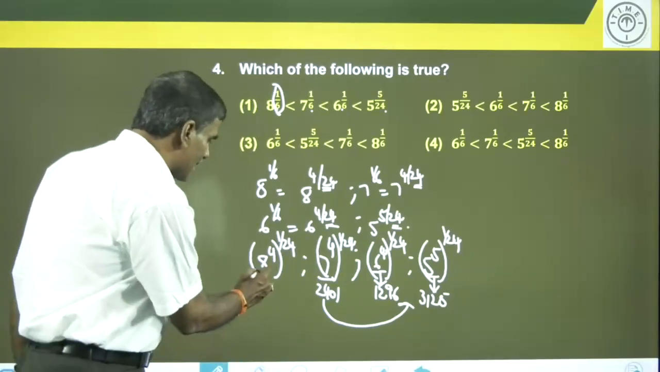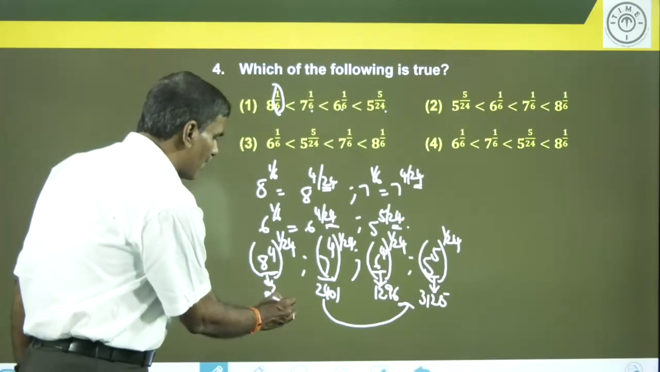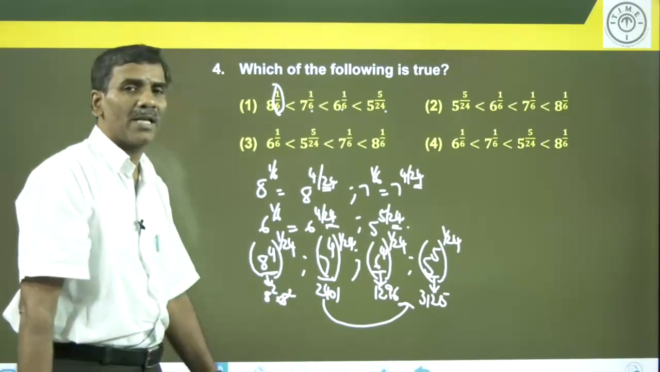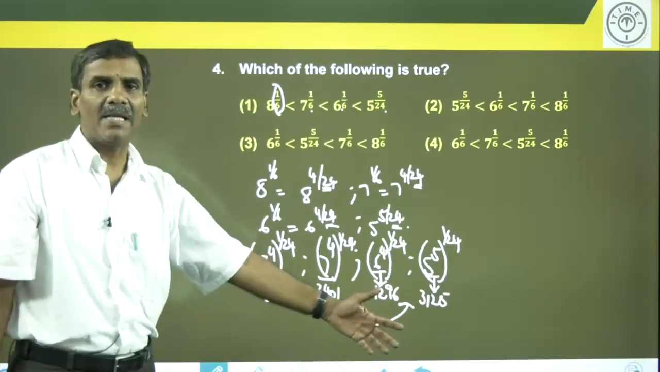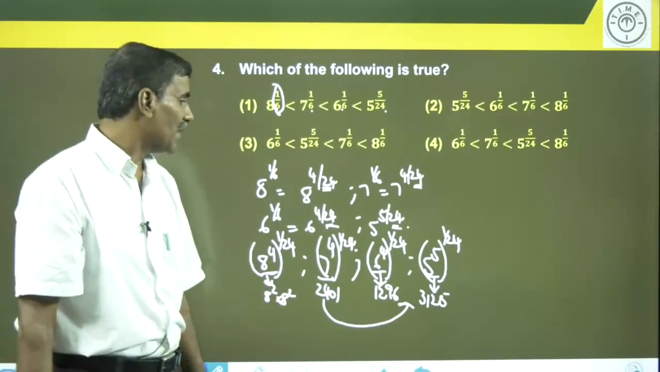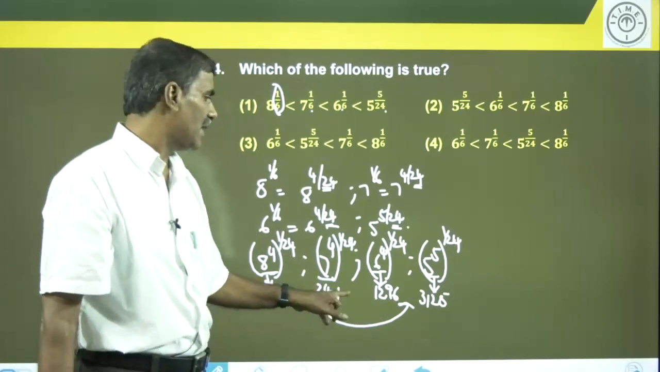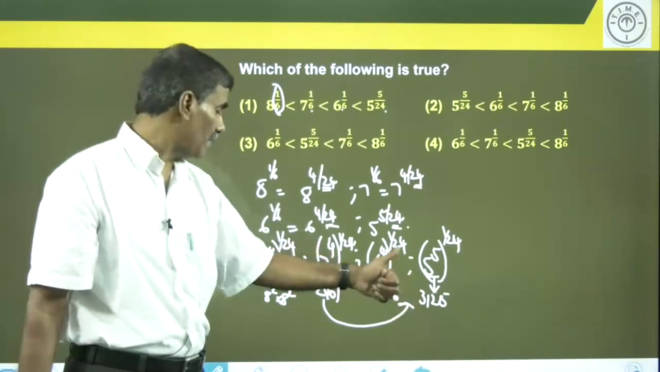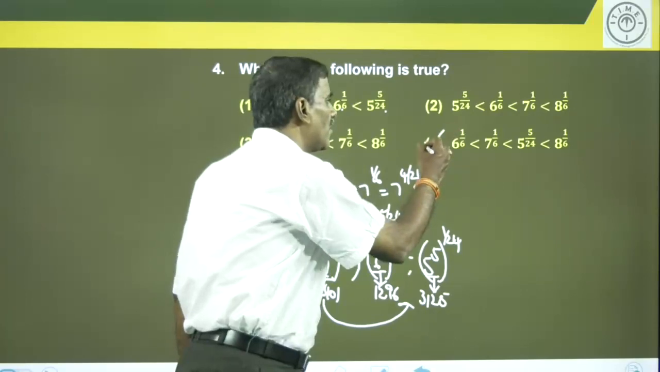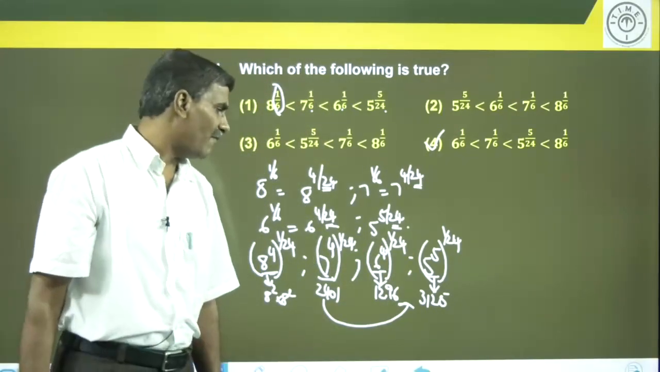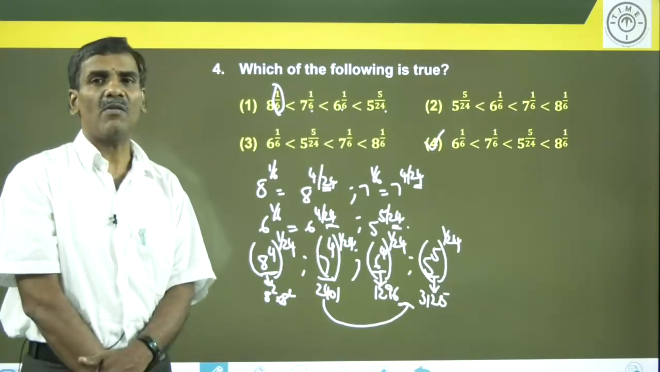So 8 square into 8 square: 8 square is 64, and 64 into 64 is 4096. 4096 is anyway much greater than 3125. So the lowest is 6 power 1 by 6, the next lowest is 7 power 1 by 6, next is 5 power 5 by 24, and the last one is 8 power 1 by 6. That means the answer should be: 6 power 1 by 6 is less than 7 power 1 by 6, which is less than 5 power 5 by 24, which is less than 8 power 1 by 6.